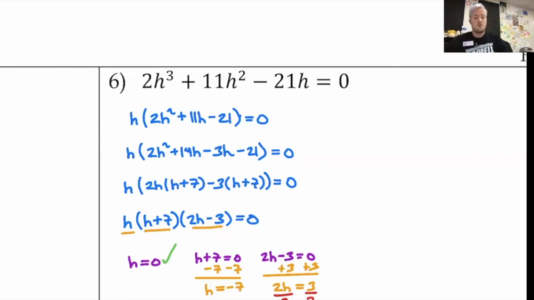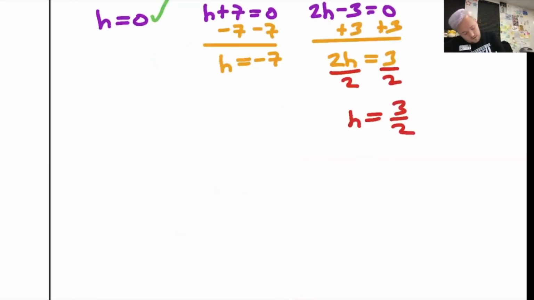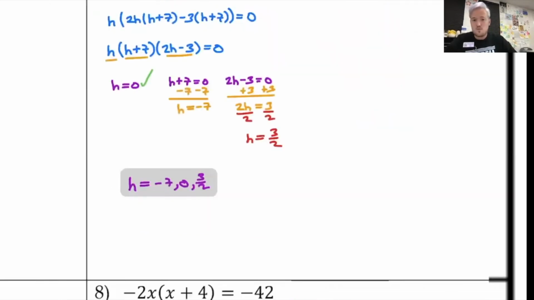So in this case, our 3 solutions are going to be h equals negative 7, 0, and 3/2. Just a rule of thumb, whenever you're writing out your solutions, you want to write them out in order from least to greatest. So I started with negative 7 and ended with 3/2 since that was my largest one. So just a rule of thumb.